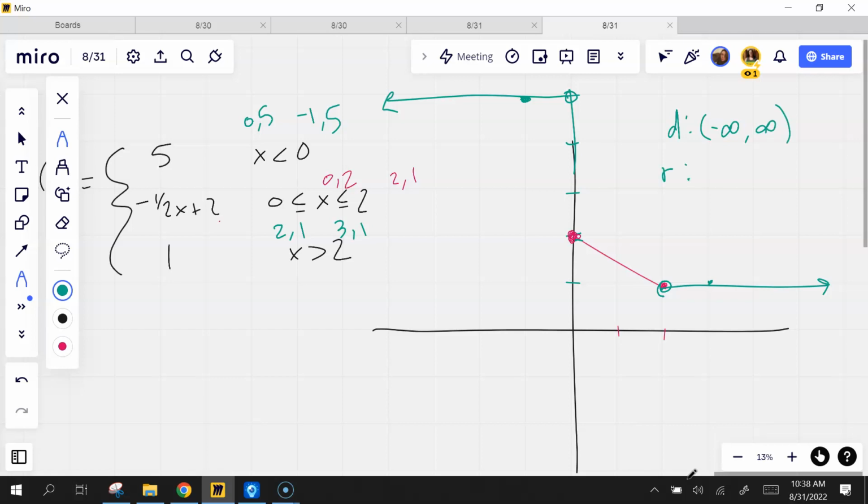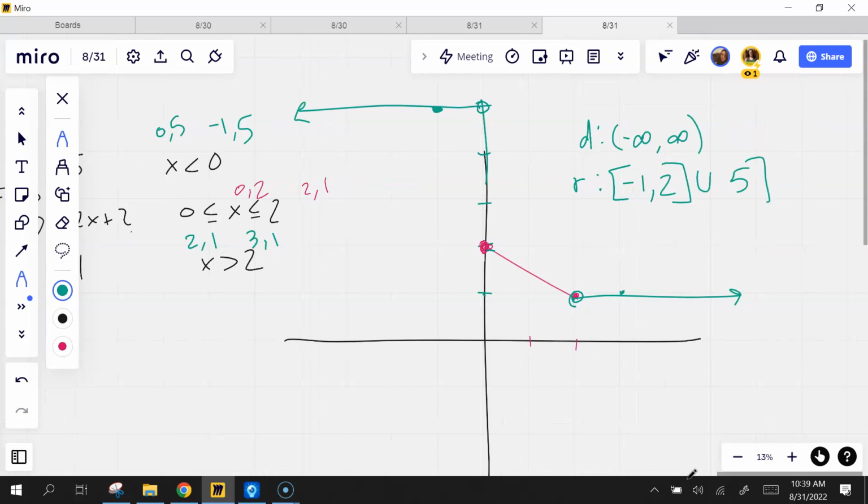For the range, though, the lowest it goes is negative 1, and it does include negative 1. And then it goes up to 2, and it stops, and then it picks back up at 5. Because it includes that. Remember, you're looking at the y value, not the x value. So does y actually take on that value ever in the graph? Well, yeah, because this point is negative 1, 5, and it's closed. So it should be 5. Y can be 5 somewhere on the graph.